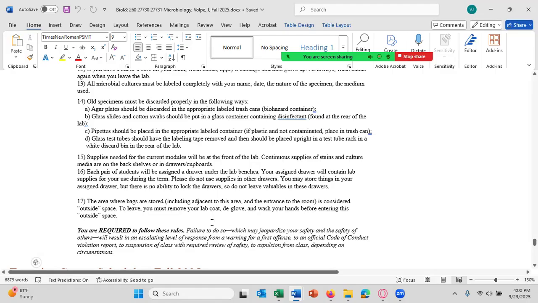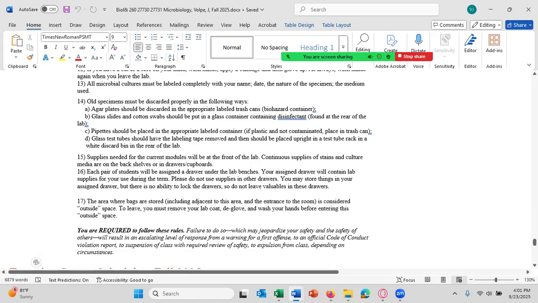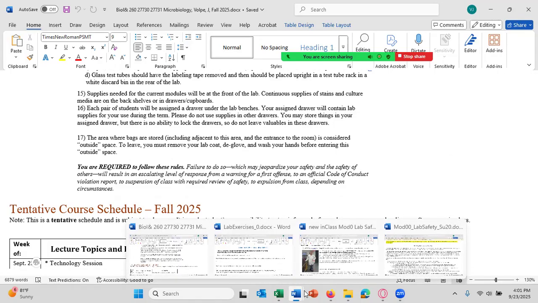Remember, the area where your bags are and the door is considered outside the lab. To enter the lab, you just need to walk a few feet into the lab proper. Any questions about that? You're required to follow the rules. You only need to know the rules for this class, but if you were to go into a real microbiology class, you will be required to follow the rules.